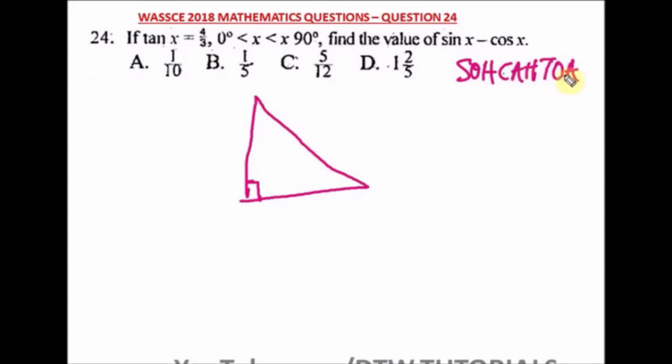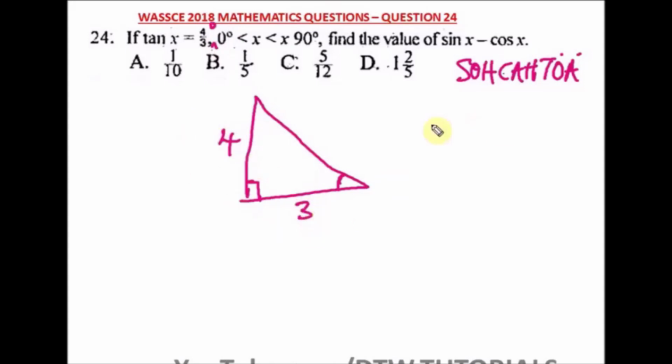Okay, so it means that tan is our opposite over adjacent. Considering this angle here, since it's a right angle triangle, here is SOHCAHTOA. This is our opposite, and this is our adjacent. So this side here is 4 and this side here is 3.